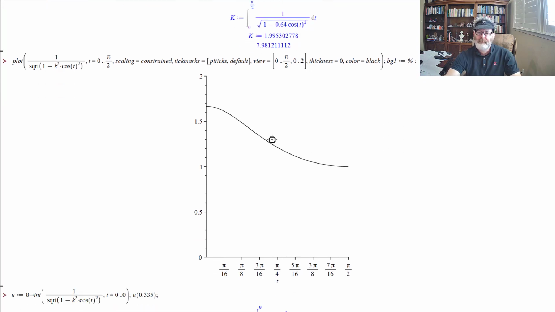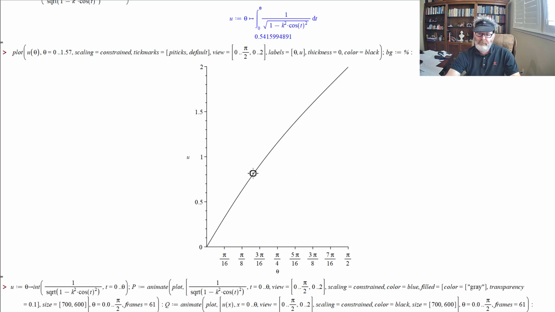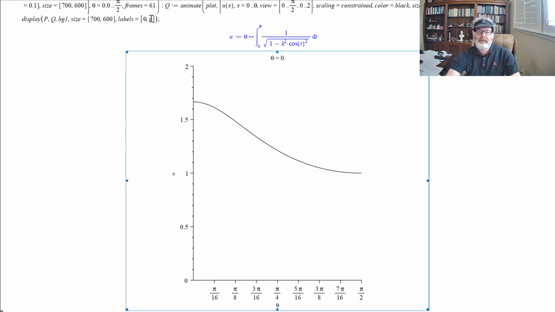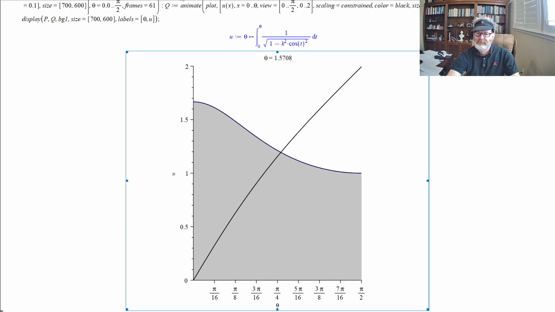All right, so here's the graph, at least from 0 to pi over 2, of r of t. And that leads to this graph for u. Here we can visualize it. So as I let theta increase, the upper bound right here, u is that integral from 0 to theta, so the area under the curve. So there we go. The old fundamental theorem of calculus to make a new function. So we can get u in terms of theta pretty easily. And there's the graph from 0 to pi over 2.